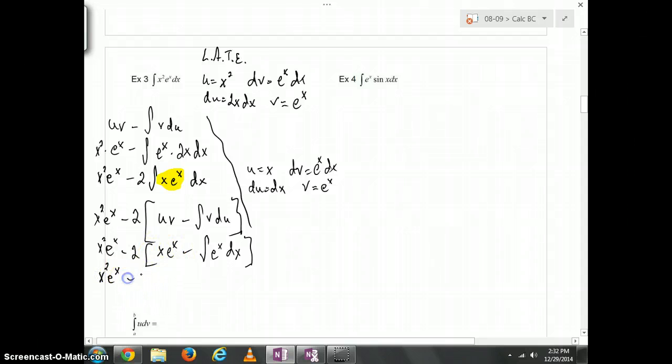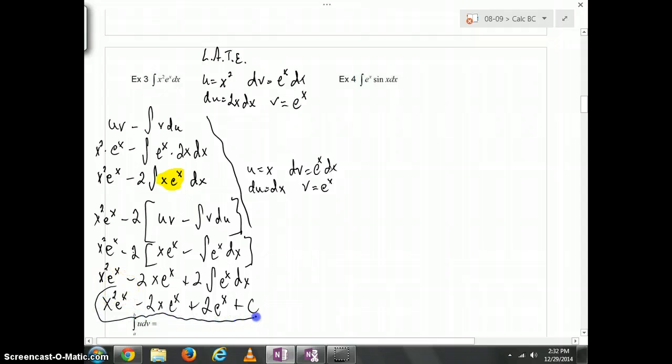You want to distribute that minus 2 in right at this very moment. You can. Negative 2 times a negative would turn into a plus 2. You could even distribute after you work out that integral. It's completely up to you. But my goodness, just finishing this problem up, the antiderivative of e to the x is e to the x. Don't forget your constant of plus c.